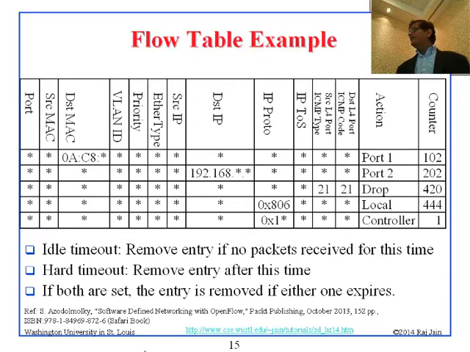Here is an example of a table. The first entry says 0A:C8. If the destination MAC address starts with 0A:C8, then everything else doesn't matter. Just send the packet to port 1.